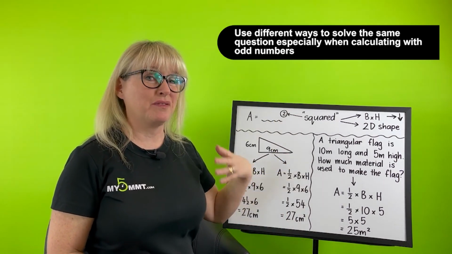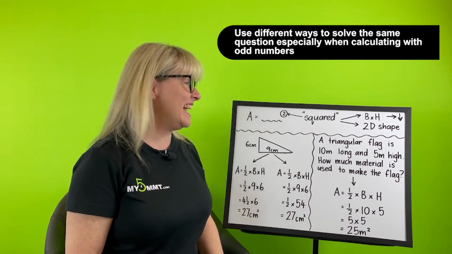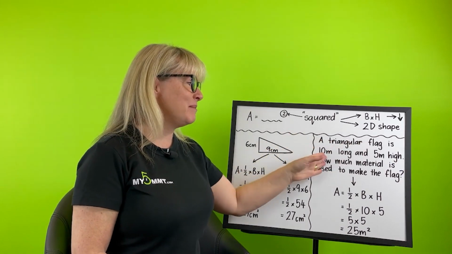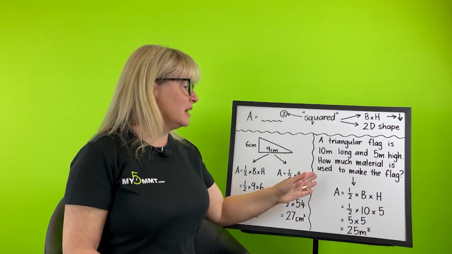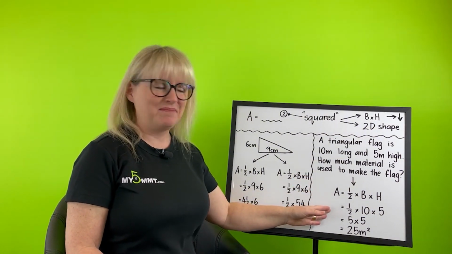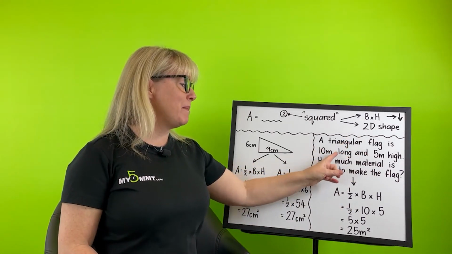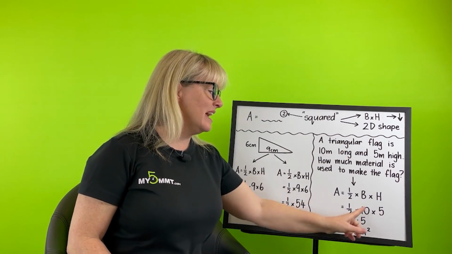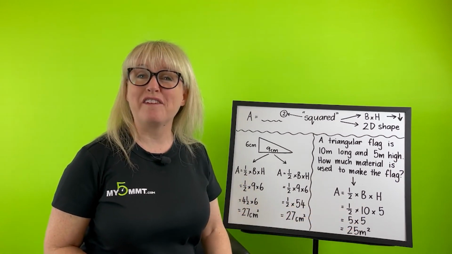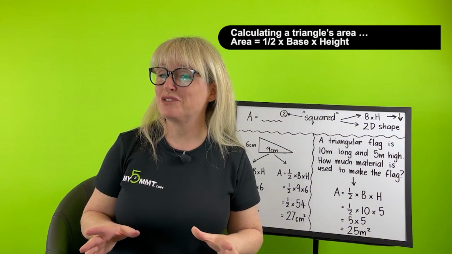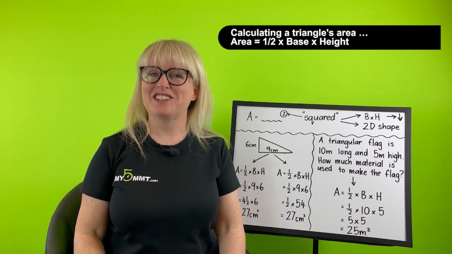A worded question from a real life situation is a perfect chance for us to practice calculating the area. A triangular flag is 10 metres long and 5 metres high. How much material is used to make the flag? So I use my formula and then I fill it in. Half of, well, what's my base? It's 10 metres long. So that's my base, half of 10 times 5. Now here I've cut 10 in half, which is 5, times 5 is 25 metres squared. So calculating a triangle's area is easy if we remember it's half of our base times our height.